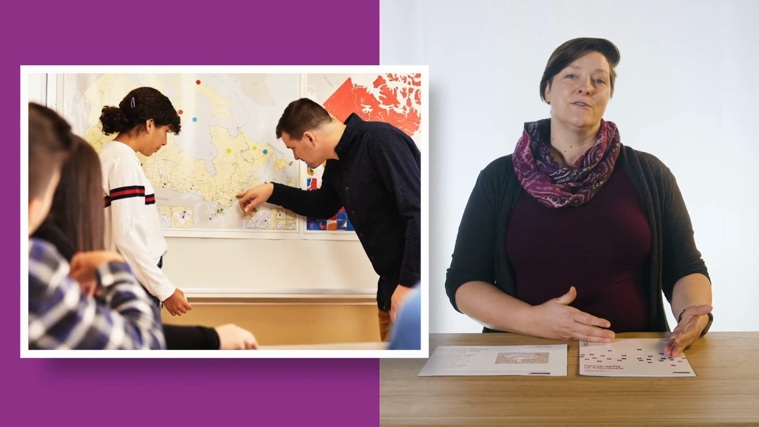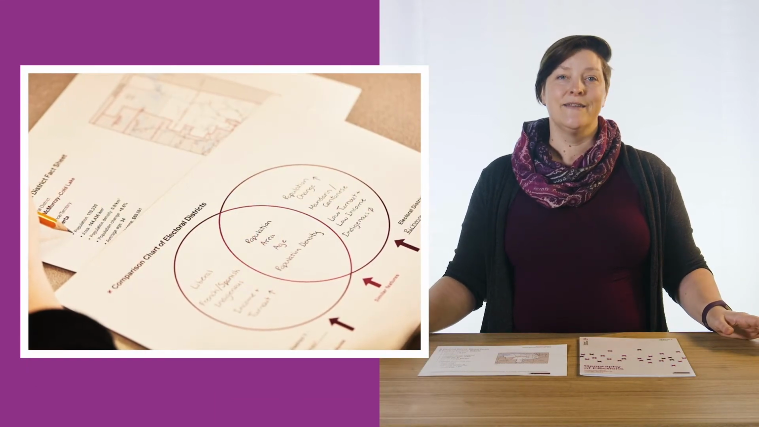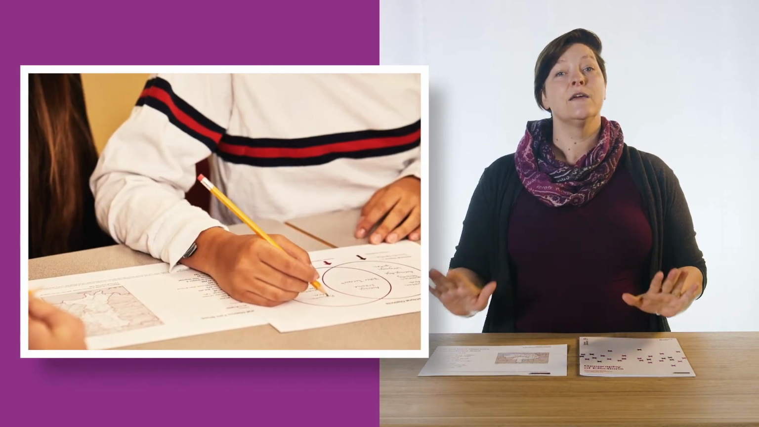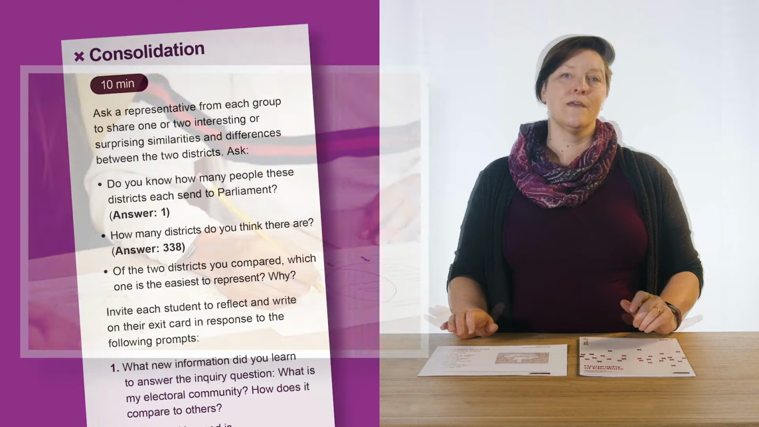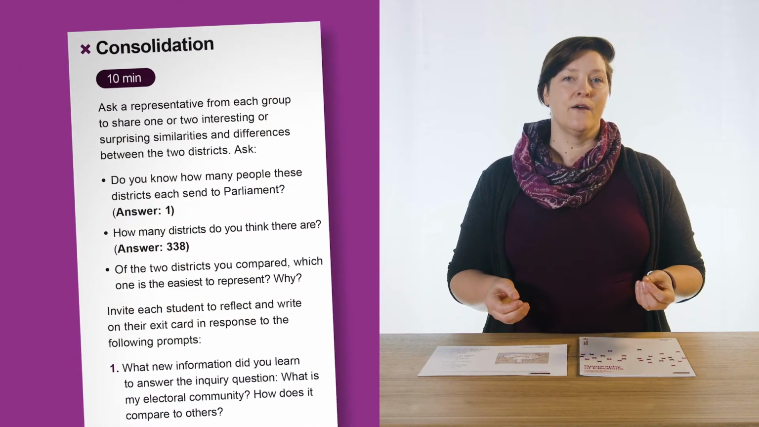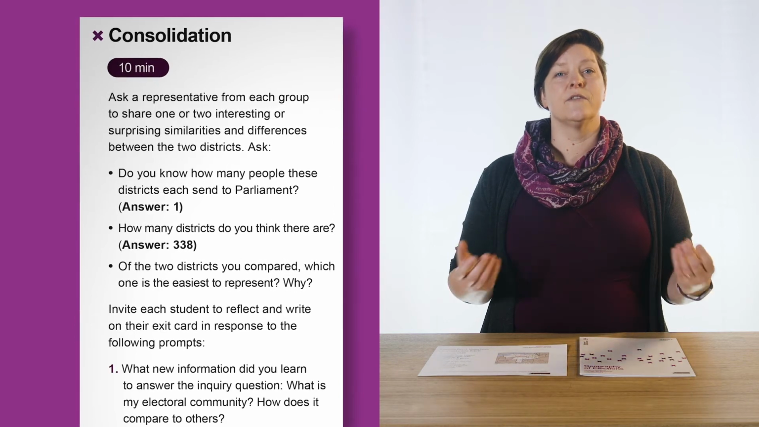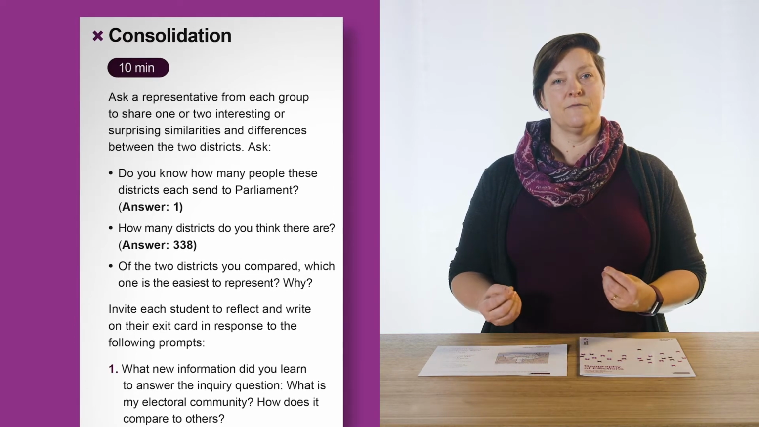Students can now return to the big maps to show where their new electoral districts are in relation to their own. Then, they can work together in their small groups to examine the new electoral district and complete the comparison chart. Once students have discussed, compared, and agreed, have each group share back some of their findings with the class to start the consolidation phase of the lesson.